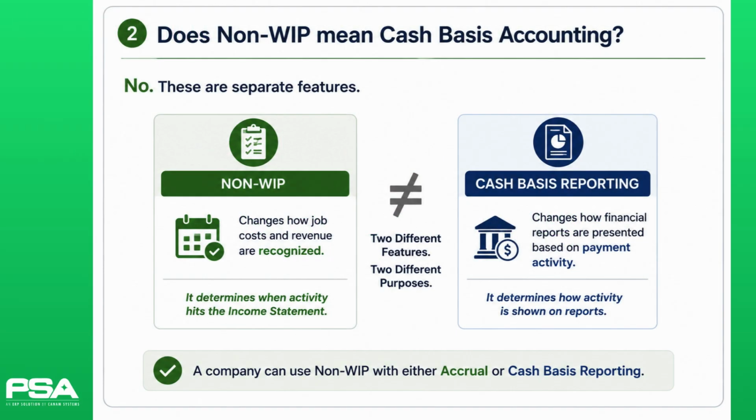Does non-WIP mean cash basis reporting? No, these are two completely separate concepts. Non-WIP determines when revenue and costs are recognized for job costing. Cash basis reporting determines how financial statements are presented based on payment activity. A company can use non-WIP with either accrual or cash basis reporting.